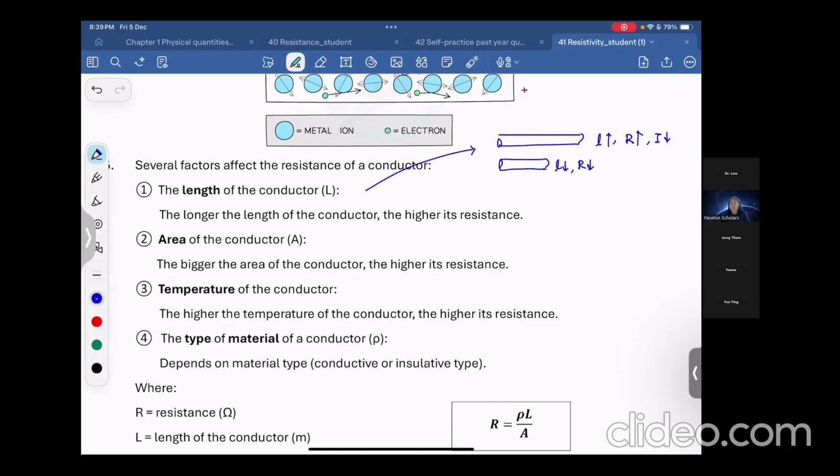So this is the length. You imagine you are going to play the game. So this is the game that resists you from passing through. This one is longer. That means you have to go through a longer distance.